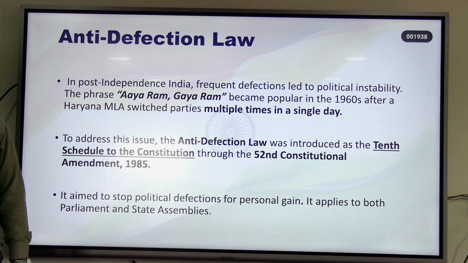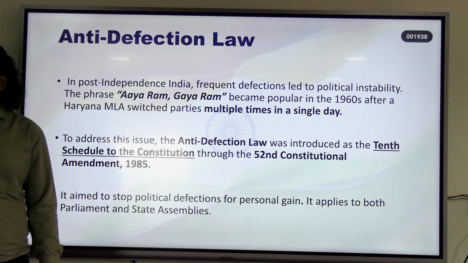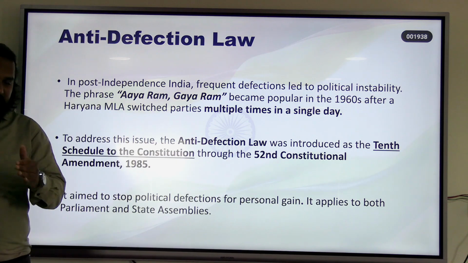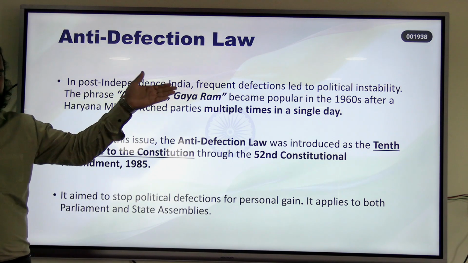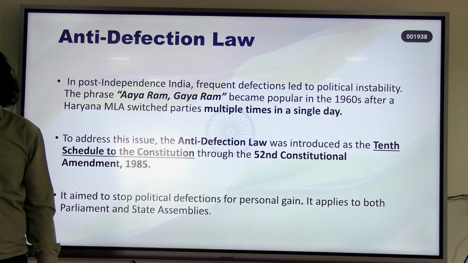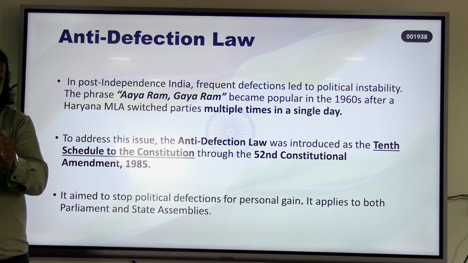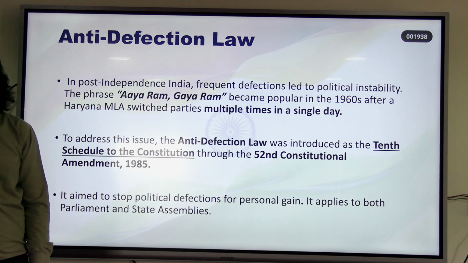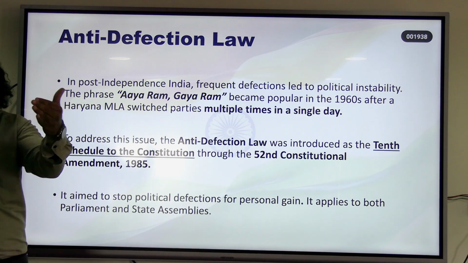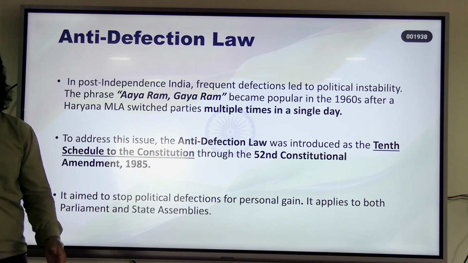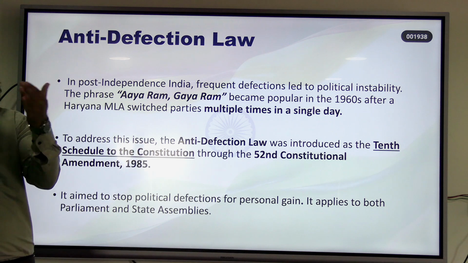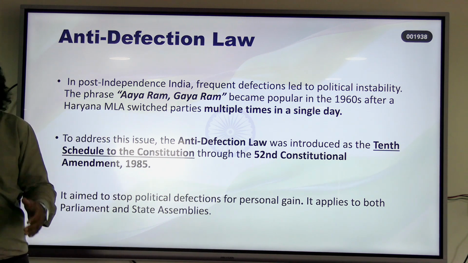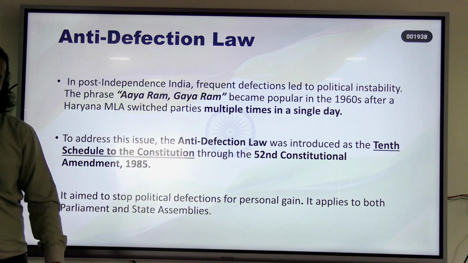The reason was very simple. In Haryana, in a single day, many MLAs switched from one party to another party, then to another party. To stop this kind of defection. Defection in Hindi we call dal badlu, that means changing sides. They are in one party, and after being elected as an MLA or MP, they shift to another party. That is defection. To stop this, this law came into existence.